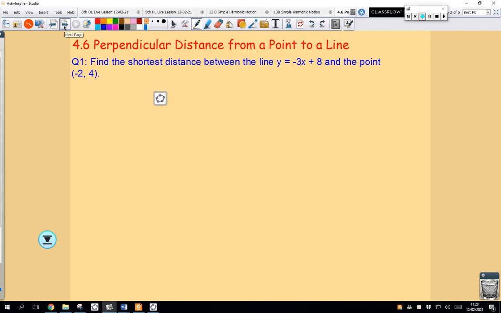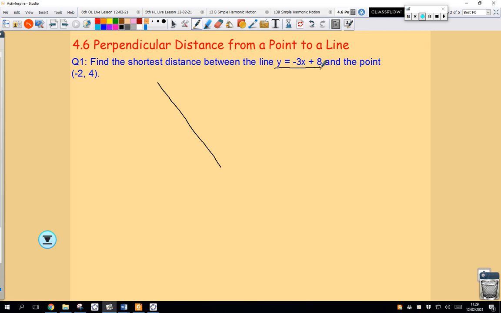So it says find the shortest distance between the line y equals negative 3x plus 8 and the point negative 2 comma 4. So what does the line y equals negative 3x plus 8 look like? Well, I know that it has a slope of negative 3 and it cuts through the y-axis at 8, so it's going to be quite a sharp descending line with a slope of negative 3. That's the line y equals negative 3x plus 8.